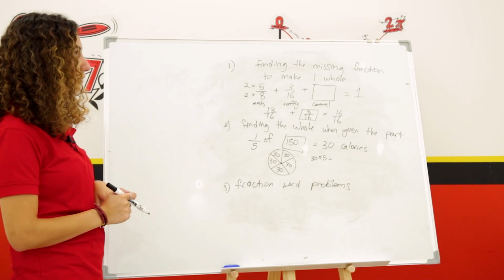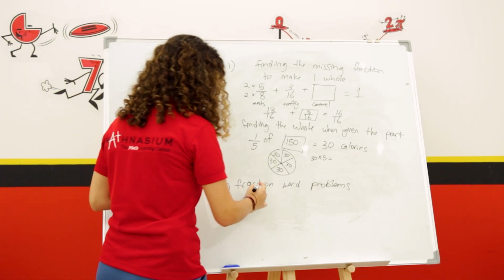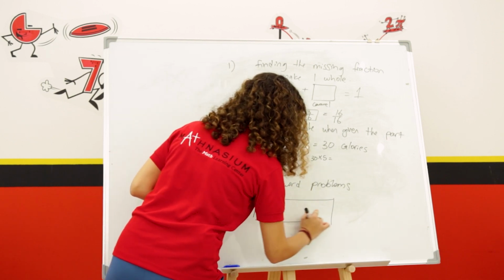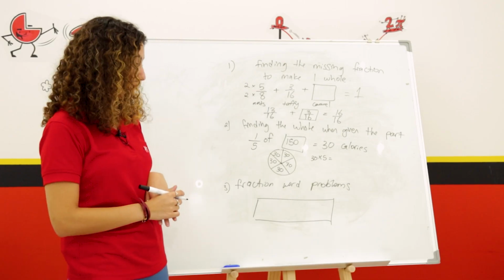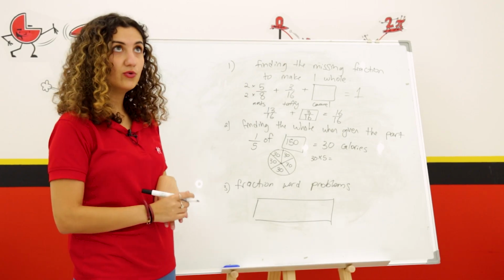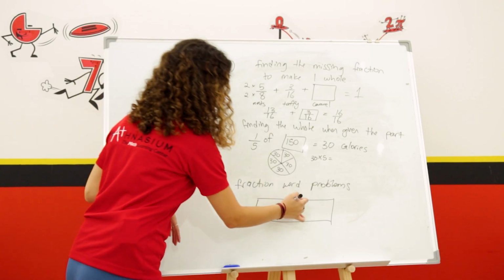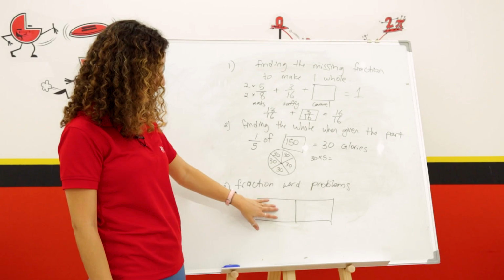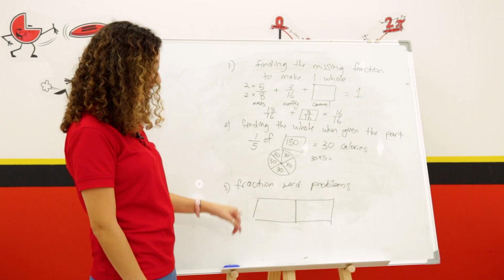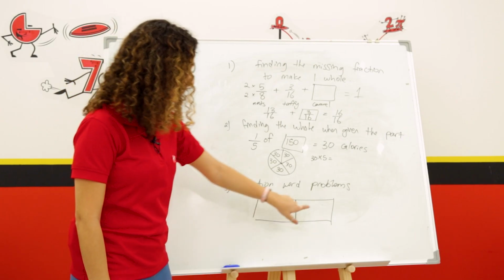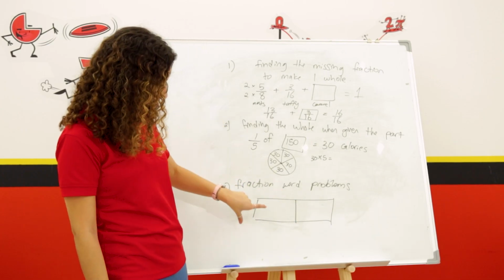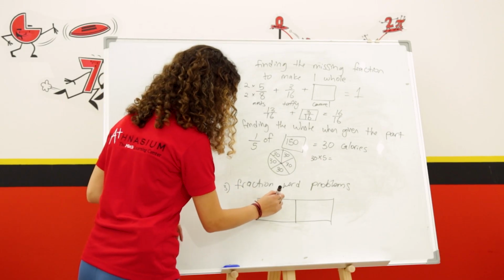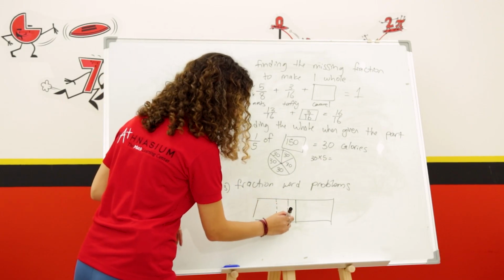If I tell you that you are a quarter of the way through the first half of a soccer match. So this is a soccer match, and you are a quarter of the way through the first half. How much of the game is left? So these are the two halves of the game. Now, if I want to split the first half into 4 equal parts, I should do the same to the second half.